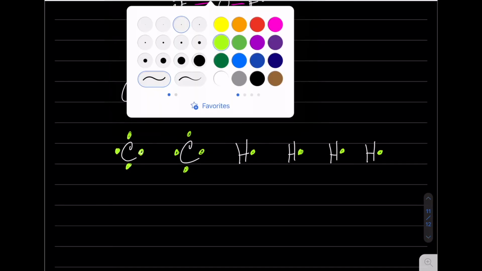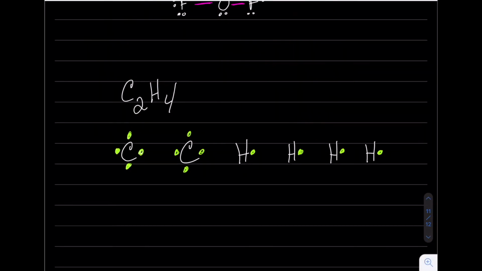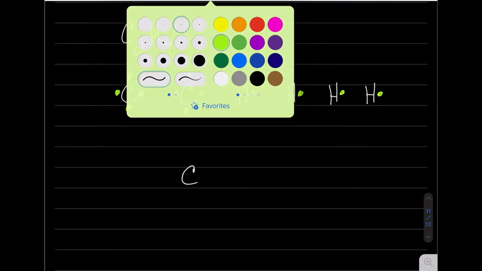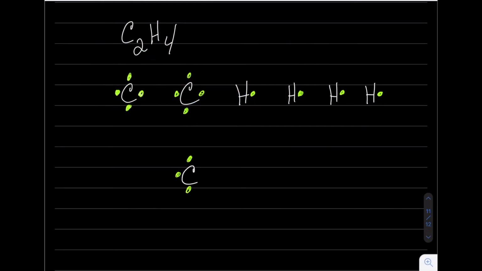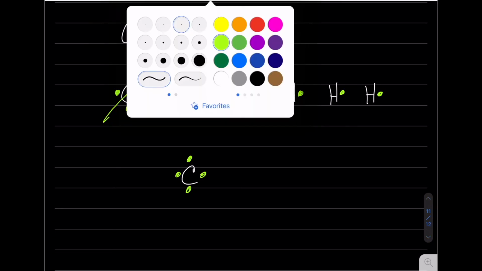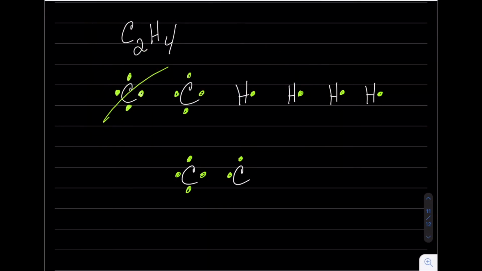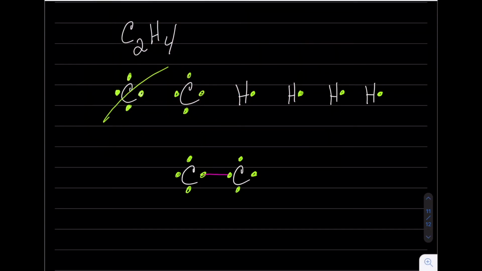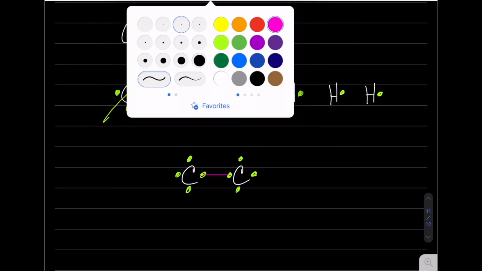Okay. All right. Next step is to start with the atom that has the most bonding electrons, which in this case would be the carbon. So use this one. Now we have another carbon. It has the most bonding electrons. So we'll put him right with the first carbon. And let's share them.